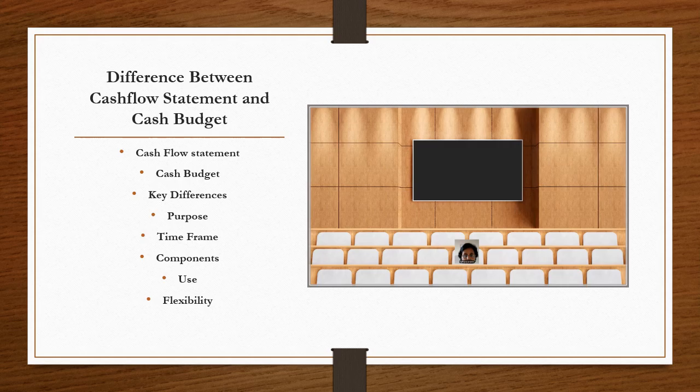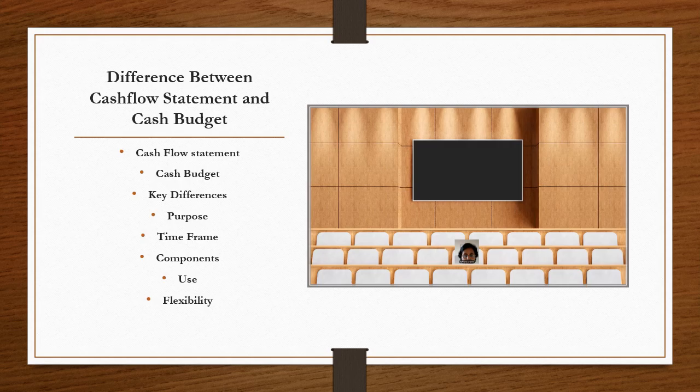Cash budget. Management primarily use it as a planning tool to anticipate cash needs, identify potential cash shortfalls or surpluses, and make informed decisions about capital expenditures, financing, and other financial activities.